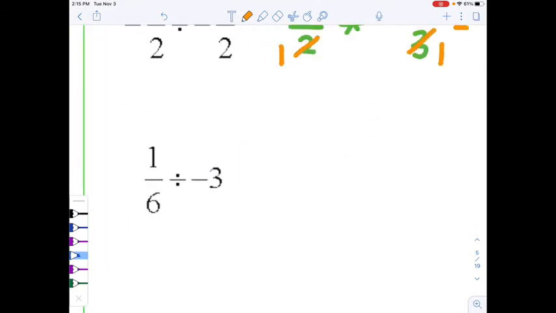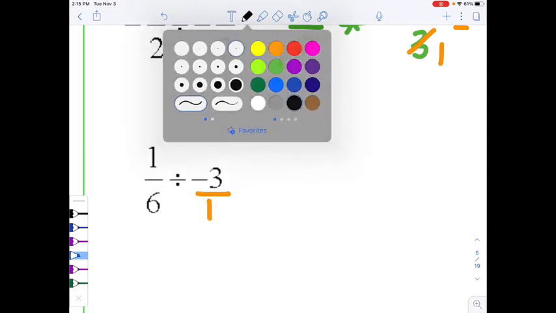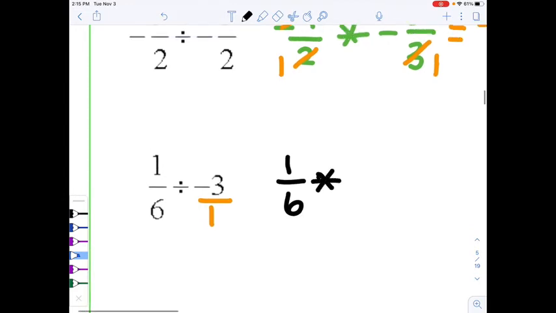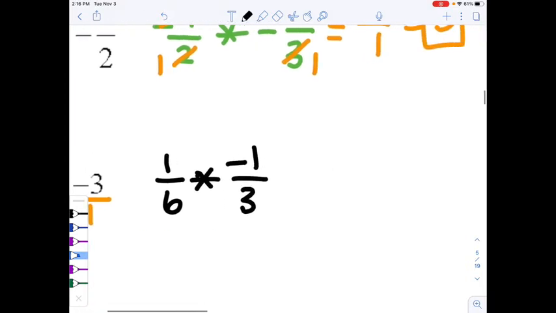Then we have 1/6 divided by negative 3. Well, to change negative 3 into a fraction, all I have to do is put it over 1. And then I'm going to keep, change, flip. So I keep 1/6, change to multiplication, and flip instead of negative 3/1, negative 1/3. Now I look to see if I can cross simplify. 1 and 3, 6 and negative 1, nope.